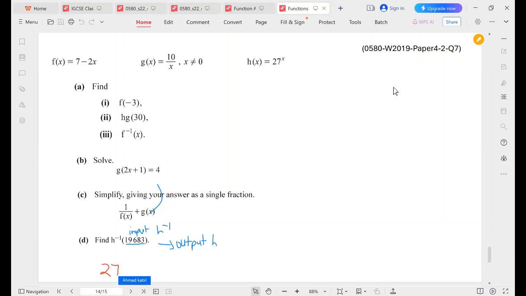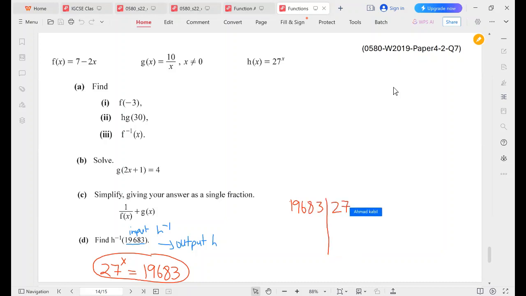So 27 power x equals 19,683. Now we want to solve this equation here. And even though it looks a bit scary, it's really not so scary because you can just figure it out conceptually. I apologize for these marks here. Now, we want to figure out what value of x satisfies this equation. So we can begin by, not really prime factorizing, but like dividing 19,683 by 27.